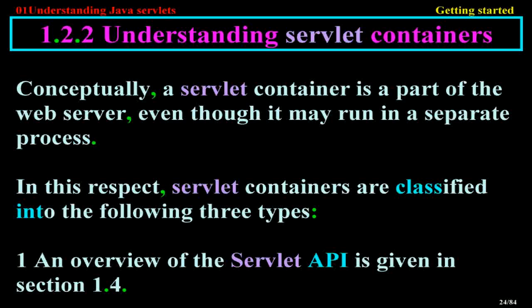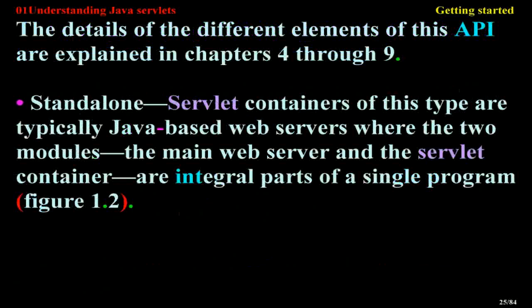An overview of the servlet API is given in section 1.4. The details of the different elements of this API are explained in chapters 4 through 9.